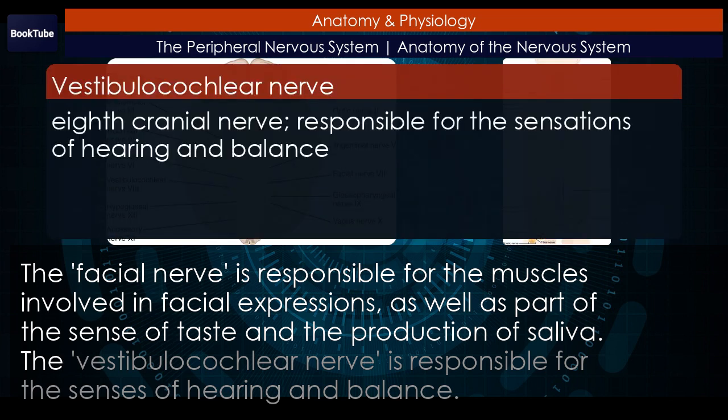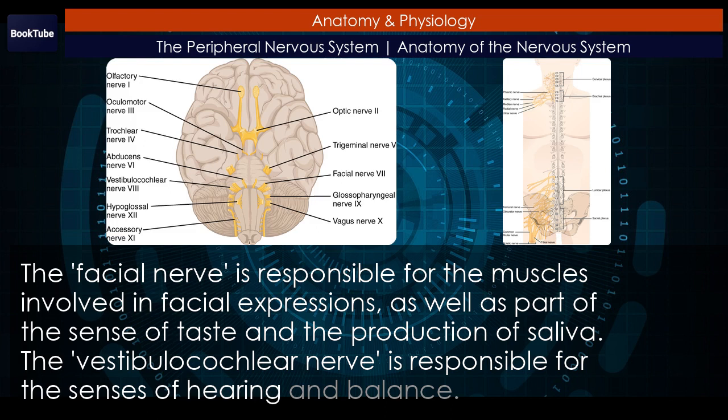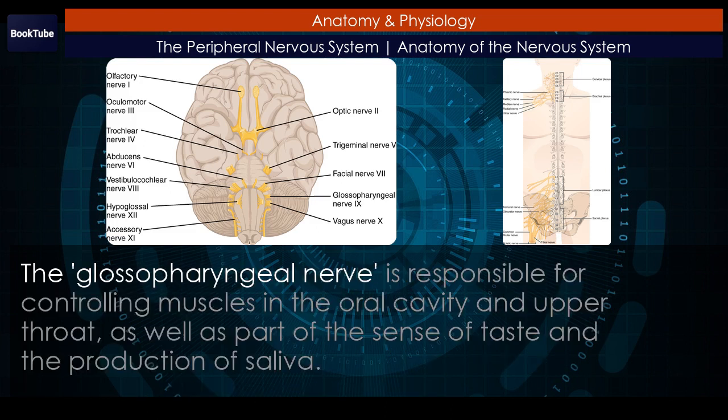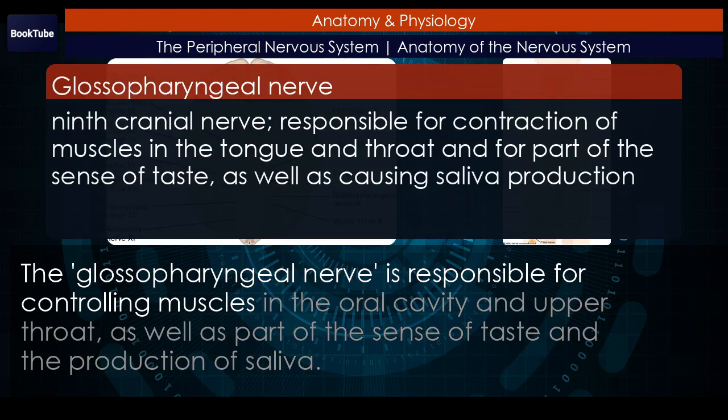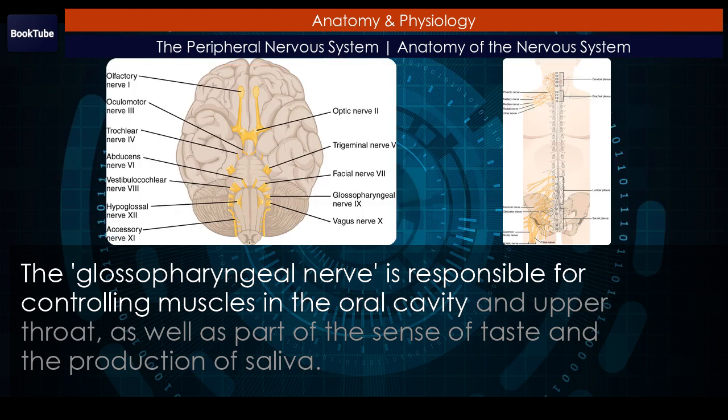The vestibulocochlear nerve is responsible for the senses of hearing and balance. The glossopharyngeal nerve is responsible for controlling muscles in the oral cavity and upper throat, as well as part of the sense of taste and the production of saliva.